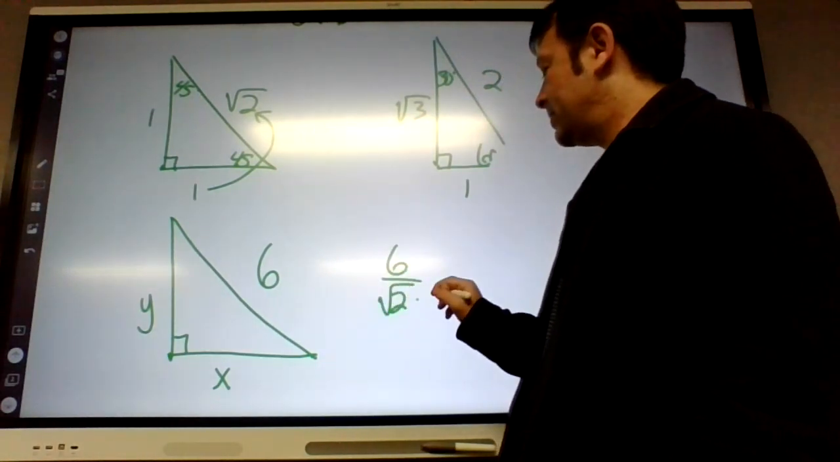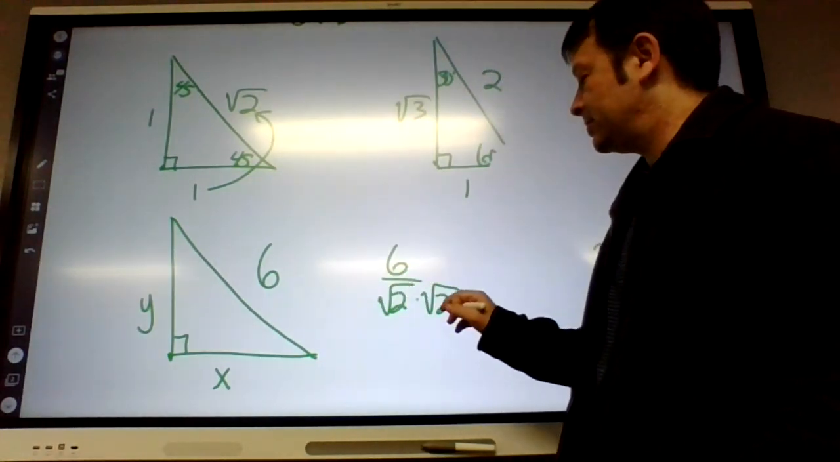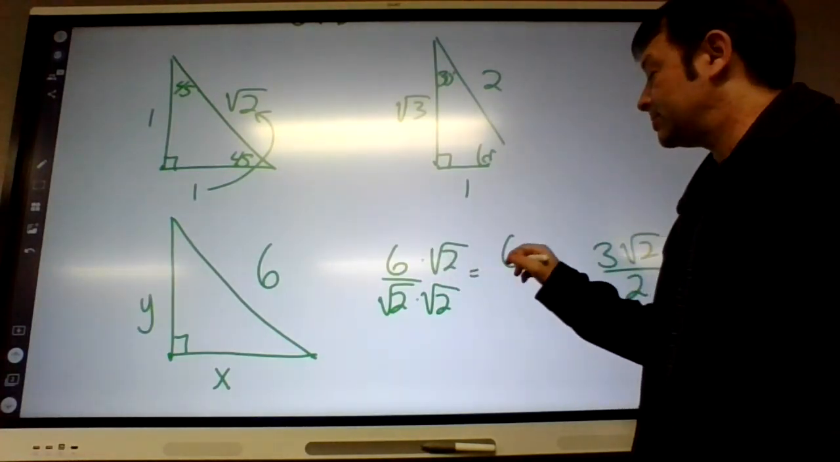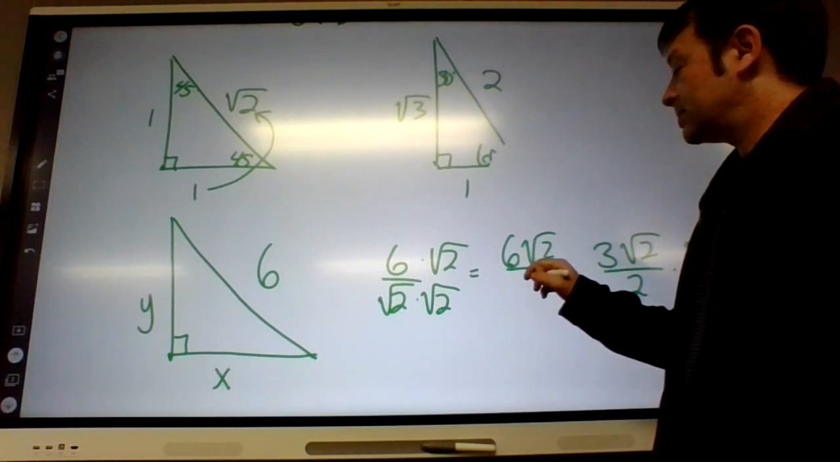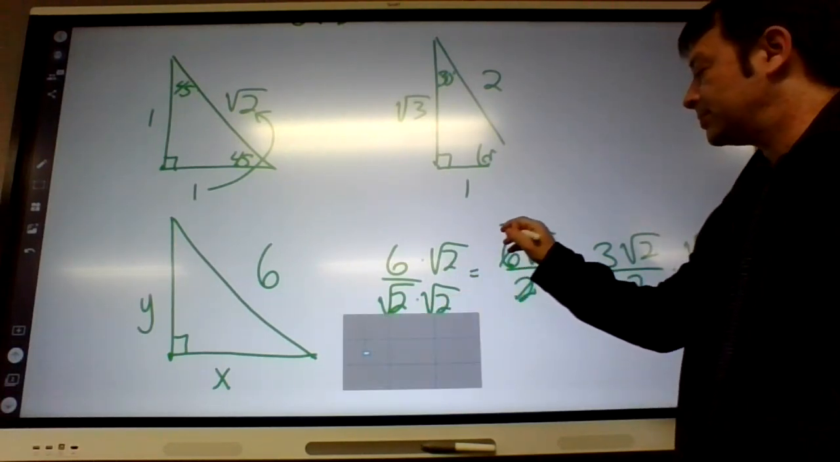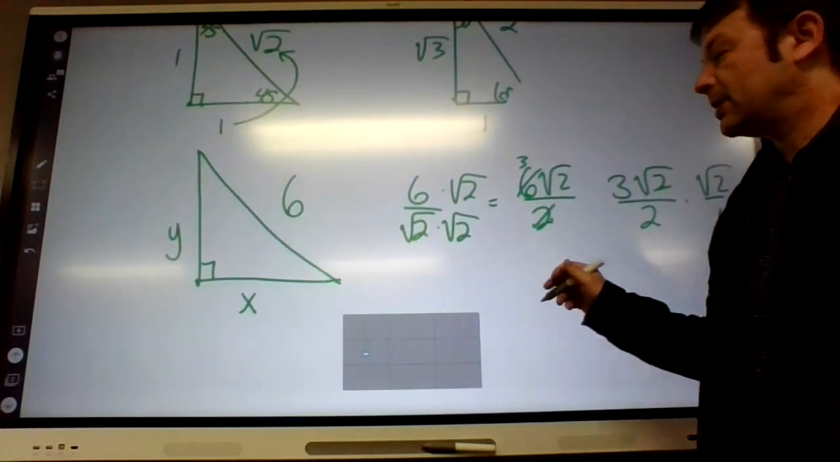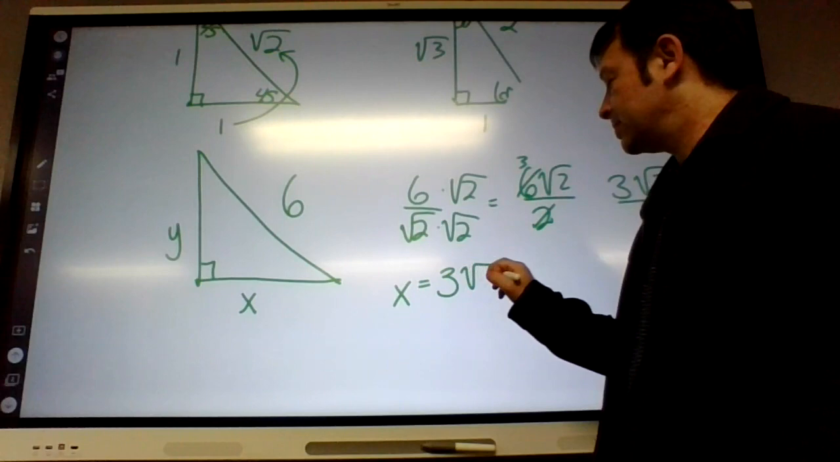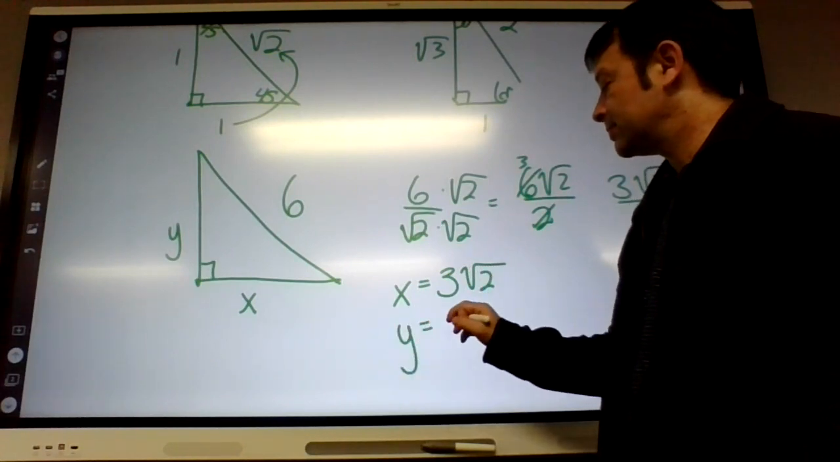If you have a decent calculator, you can do it, but by hand, you can't leave the square root on the bottom. You multiply top and bottom by square root of 2. You get 6 square root of 2 over 2, which reduces to 3 square root of 2. Okay, if one leg is 3 square root of 2, the other one is also 3 square root of 2.